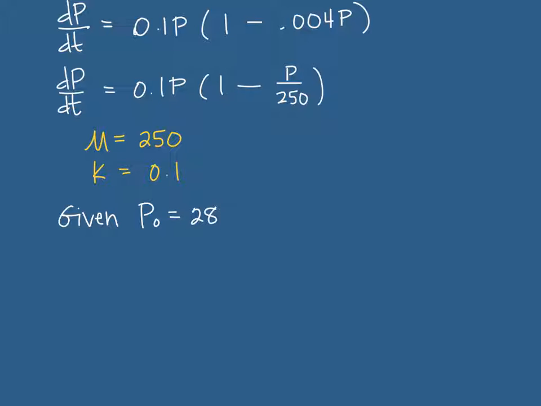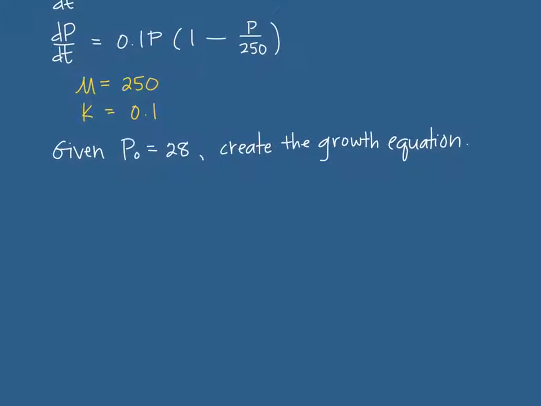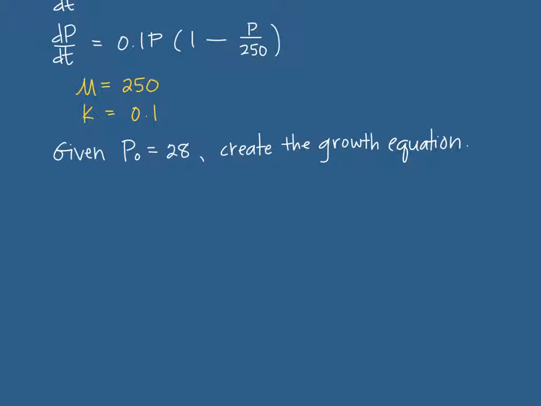But I'm going to give you the p sub 0 for this one. Given p sub 0 is 28, create the growth equation. So you have two choices at this point. If you've memorized the growth equation, then all you have to do is drop the numbers in. If you have not memorized it, you can always go back and separate and integrate, and do it the long way. But at least you have something you could do. Yeah, this problem that we currently have. Okay.